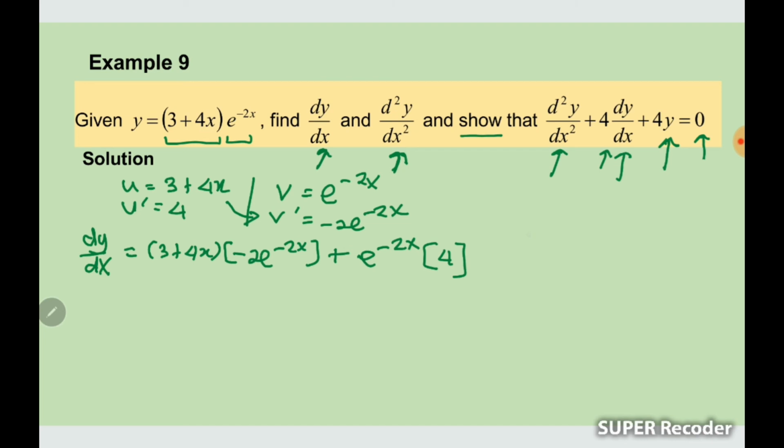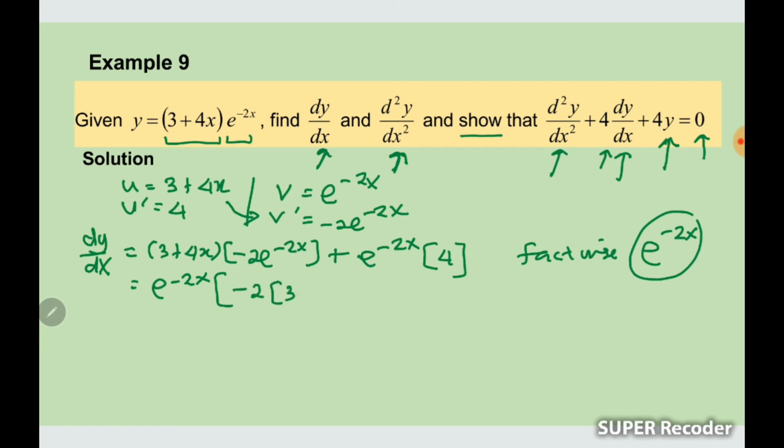Then, as usual, you need to factorize the like term here, that is e to the power of negative 2x. Okay, so factorize e to the power of negative 2x. The remaining term is negative 2 multiplied with 3 plus 4x.